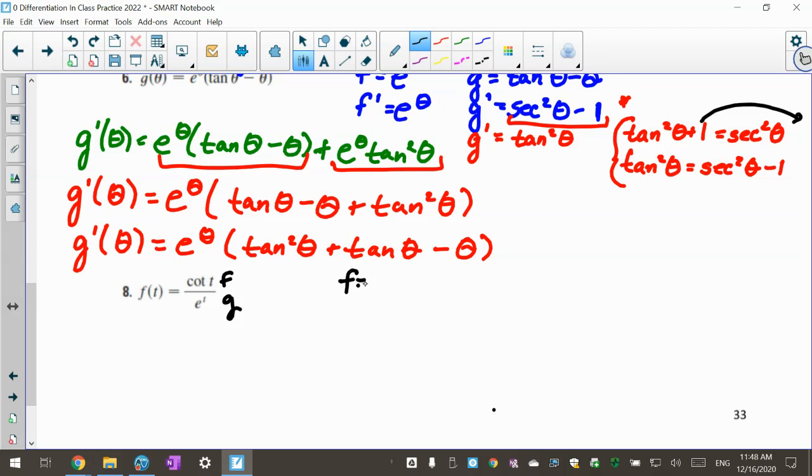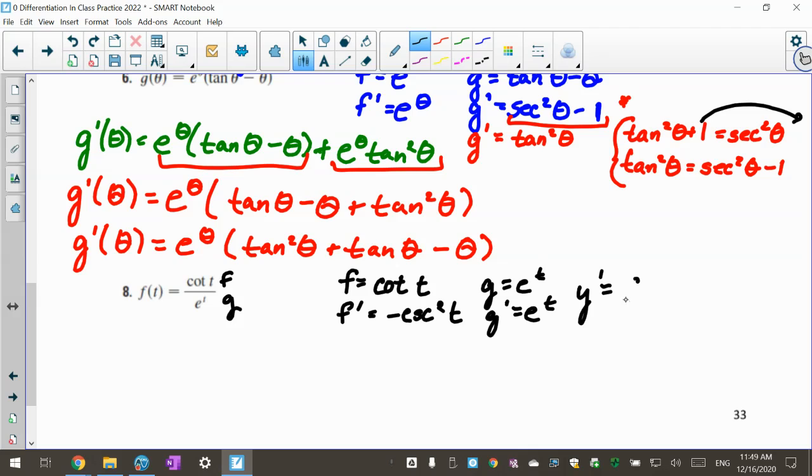So let's set up our f and g's. Our f is cotan t. And remember what I told you about that: if it's a co-function, I know my derivative is negative. So f prime is going to be negative cosecant squared t. g is e to the t. g prime is e to the t. I so love that derivative. And let's go through this. Remember, we're going to use the quotient rule. So the quotient rule is y prime is f prime g minus f g prime all over g squared.